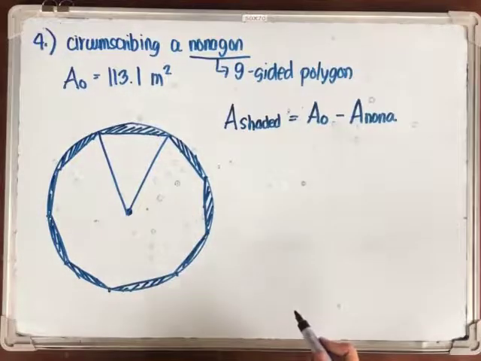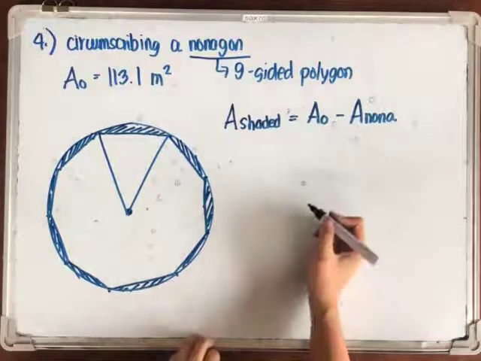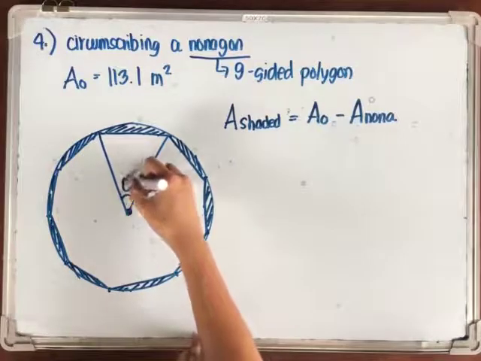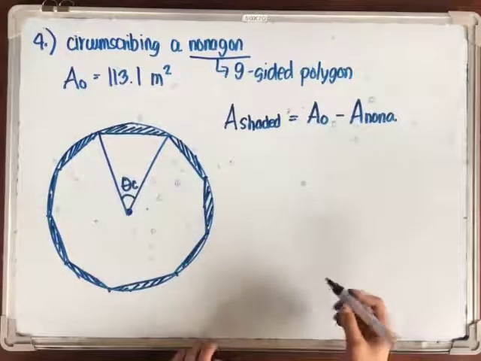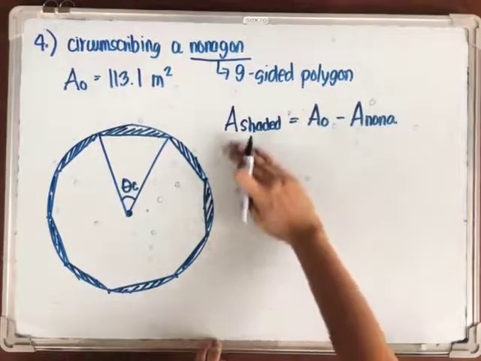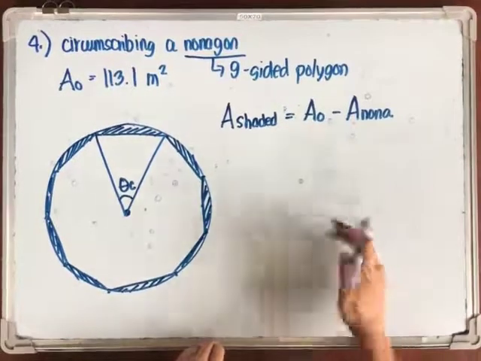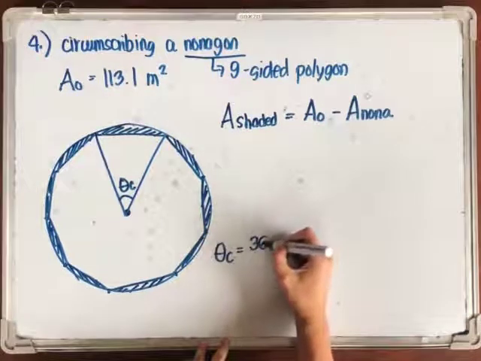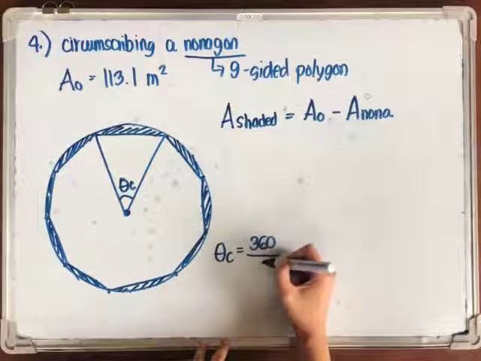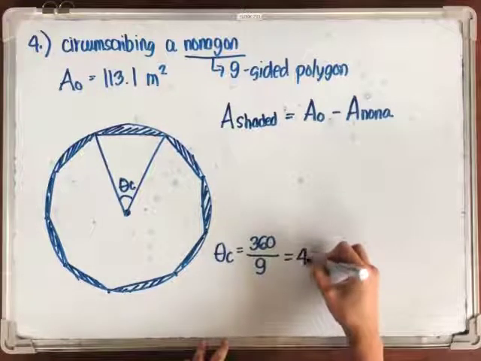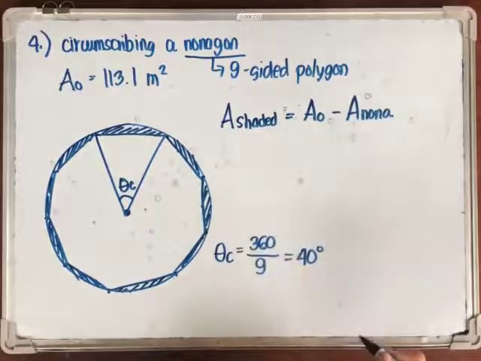Ayan. So, anong gagawin natin dito ngayon? We get the central angle first of the nonagon, theta sub c. I'll move it a little down here na. Theta sub c natin, from our formula, is 360 divided by n, which is 9. So, that gives us a central angle equal to 40 degrees.